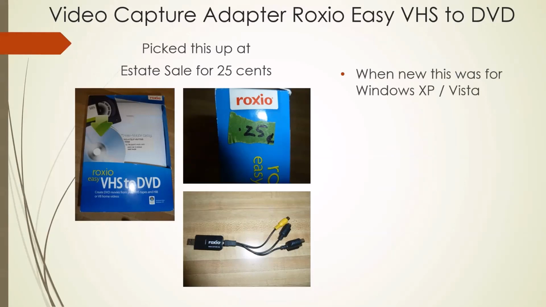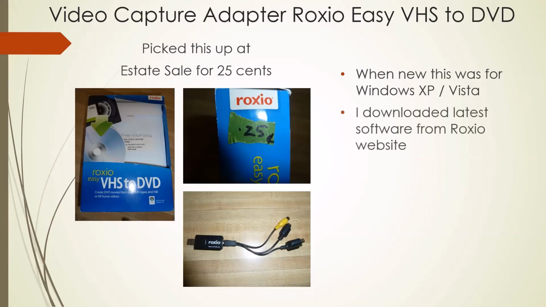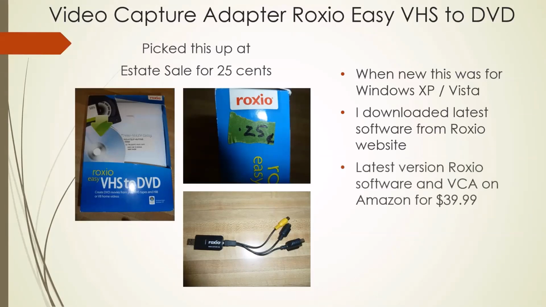Now, when this product was new, it was for Windows XP and Vista, so that'll give you an idea of how old it was. But the key here is the hardware. The picture at the bottom there shows you what the hardware looks like. So all I did was, when I got this home, I went to the Roxio website and downloaded the latest software. So this saved me, instead of buying the latest version on Amazon for just under $40, I was able to use this for 25 cents.